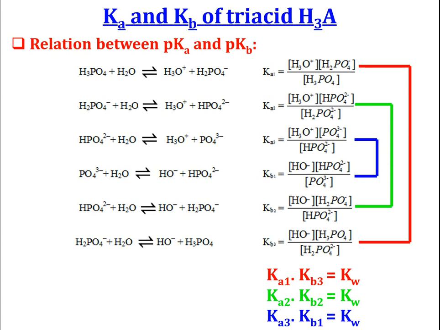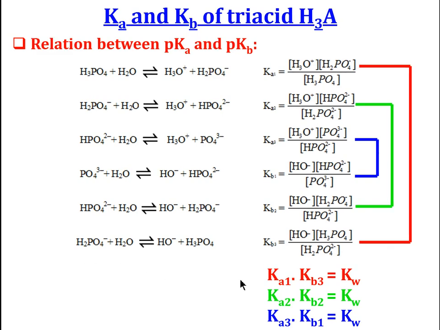And as a conclusion, Ka1 is the greatest in the Ka values, so the first acidity is the strongest. Kb1 is the greatest in the family of Kb, so the first basicity is the strongest.